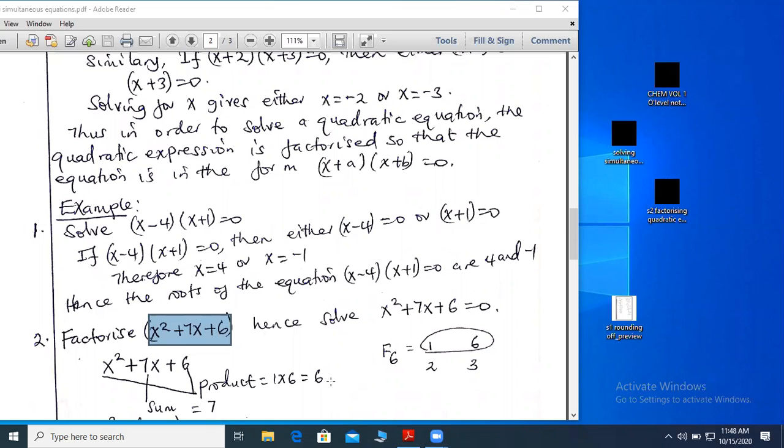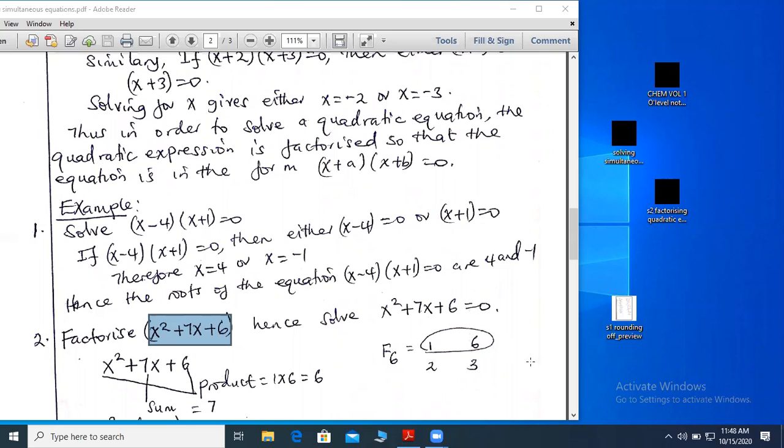The product is 6. So we are going to state the factors of 6. The first factor of 6 is 1, and it goes with 6. The second factor is 2, and it goes with 3. But you realize when you add 2 plus 3, you get 5. Yet here the sum is 7. So the factors we are choosing are 1 and 6.